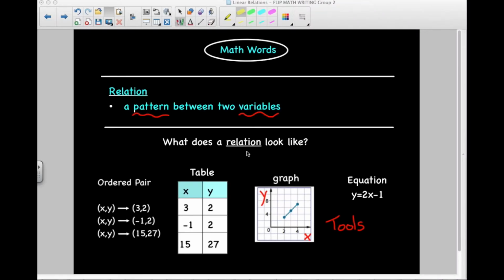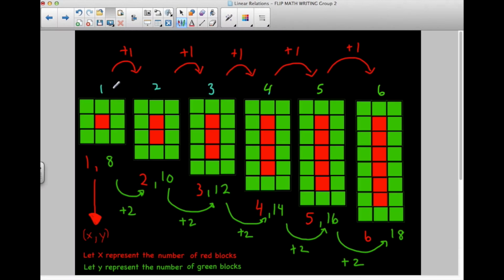Let's do a little recap of some of the things that we learned in our previous video. We talked about how a relation is a pattern between two variables. We can express it as an ordered pair, a table, a graph, and an equation. And so for this video, we're going to focus on how we can express it as a table and a graph. Remember, we started off with just 3 shapes in our sequence. When we began our investigation, we extended it 3 more shapes.